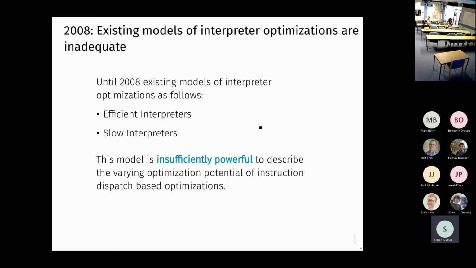So up until 2008, or in 2008, the existing models of interpreter optimization were inadequate. The problem, the way I look at things nowadays, is that most of the existing models say basically, oh, there are efficient interpreters, and everything else is just a slow interpreter. Nobody cared about those slow interpreters too much. They were just slow, and that's about it. Unfortunately, this model of interpreters is insufficiently powerful to describe the varying optimization potential of instruction dispatch-based optimizations. So that's something that we're going to talk about.